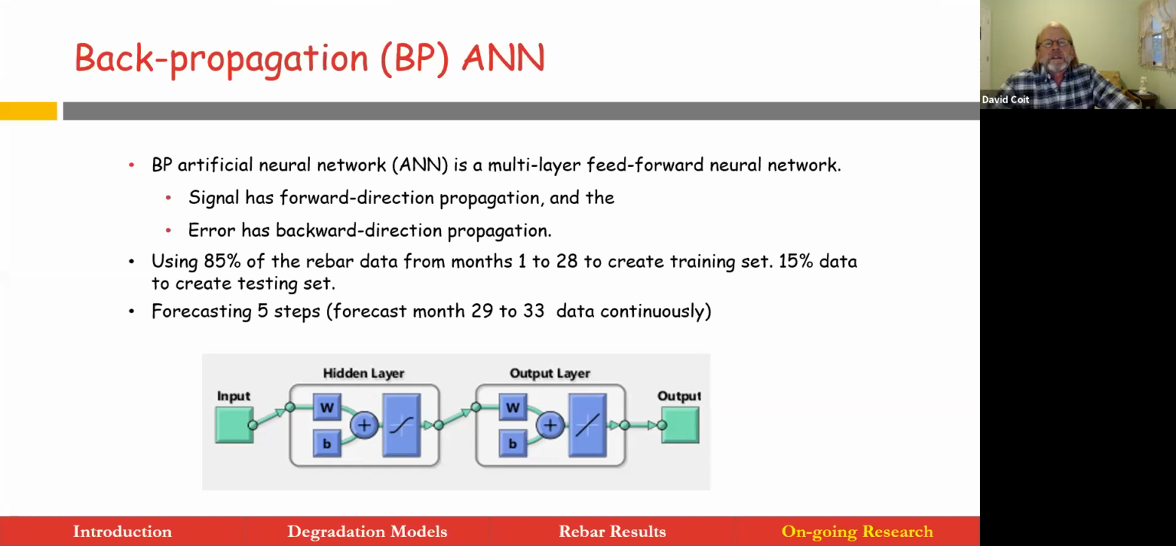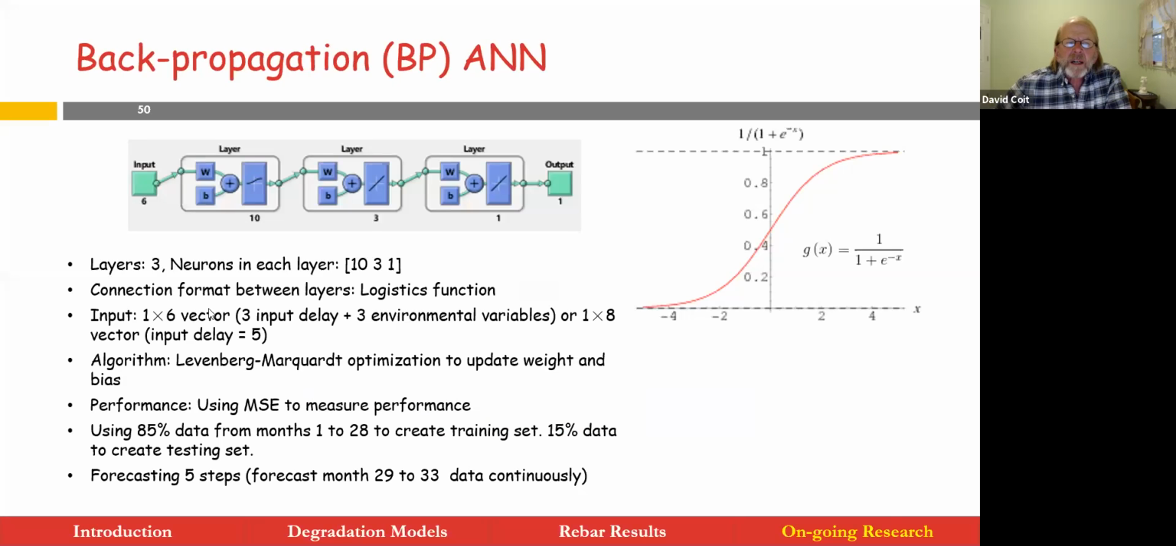Now, a neural network. Again, we're going to use months 1 through 28 to predict 29 to 33. But as you know, for months 1 through 28, I need a test set and a training set. And so we have 85% of the data as the training set. So we train the neural network, completely a traditional backpropagation, multi-layer neural network. I think, I forget now, a 3-layer neural network.